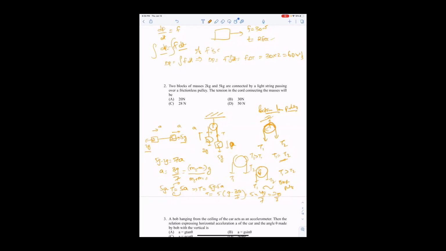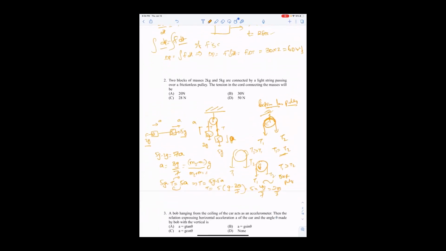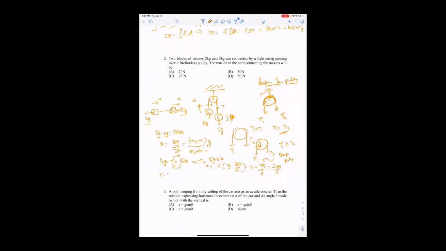Another way, you can take the 2 kg block. If you take the 2 kg block, now I have to write T minus 2g because the block is going up. That means tension is more than 2g. So T minus 2g is equal to 2a, or T is equal to 2 into (g plus a). Again, g is the same, a is 3g by 7, right? 7 plus 3, 10, 10 into 2, again 20g by 7.